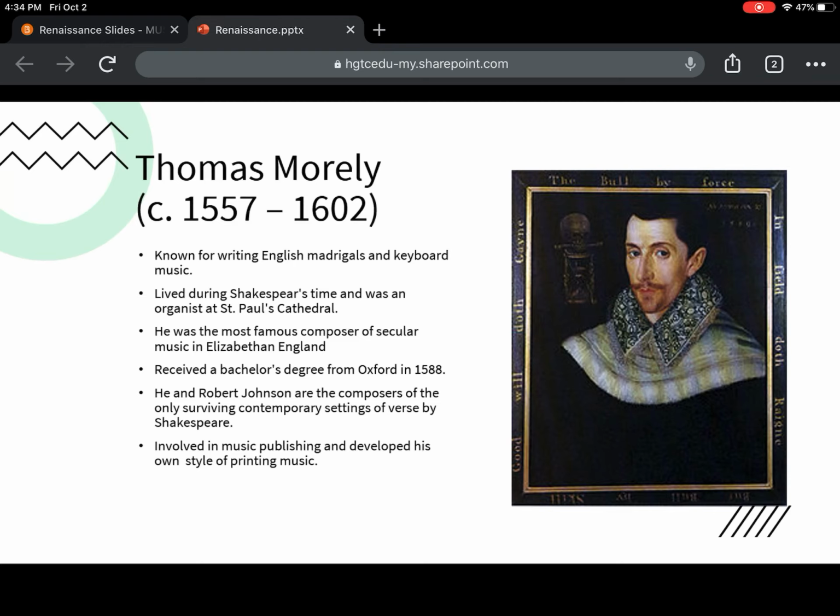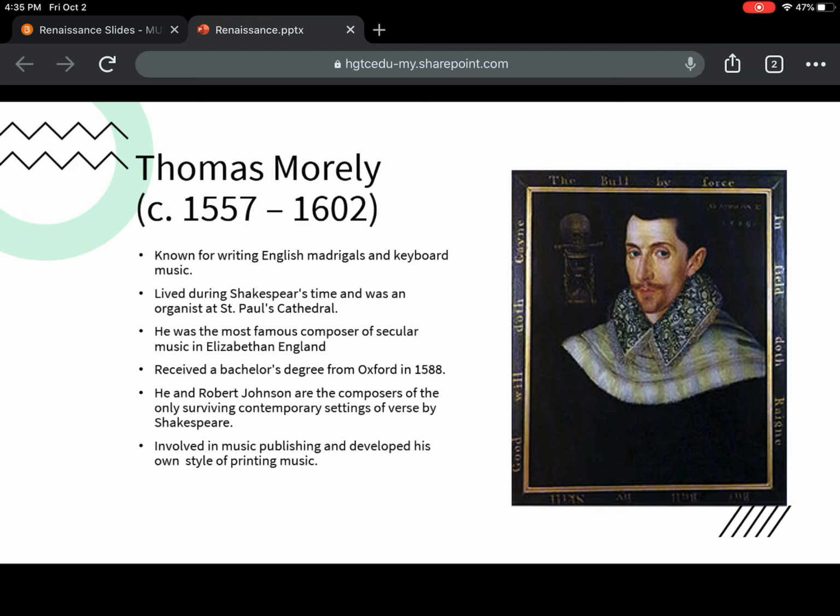And then if we shoot over to the UK for a minute, we have Thomas Morley, known for writing English madrigals and keyboard music especially. He lived during Shakespeare's time and was the organist at St. Paul's Cathedral. That's a pretty big job to have. He was the most famous composer of secular music in Elizabethan England. So we're talking in England here, but he was the most popular at the time.